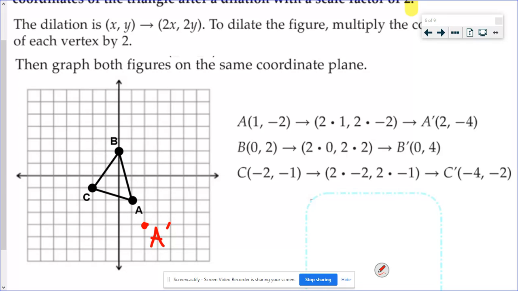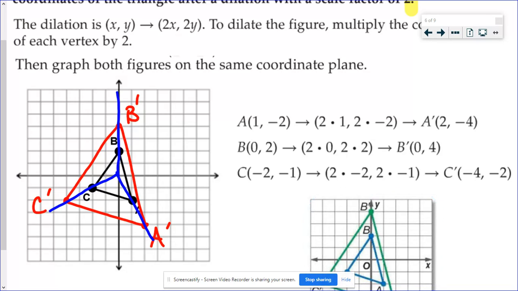B prime is at 0, 4. C prime is at -4, -2. So here is my new shape, my new image. And then again, when I go from the origin, this one's pretty easy, right on the axis. Here are my C's lined up, and here are my A's lined up. Drawing those extra lines isn't necessary, but it is a quick way to check to make sure that you dilated everything correctly, because that way you'll know that it lined up.